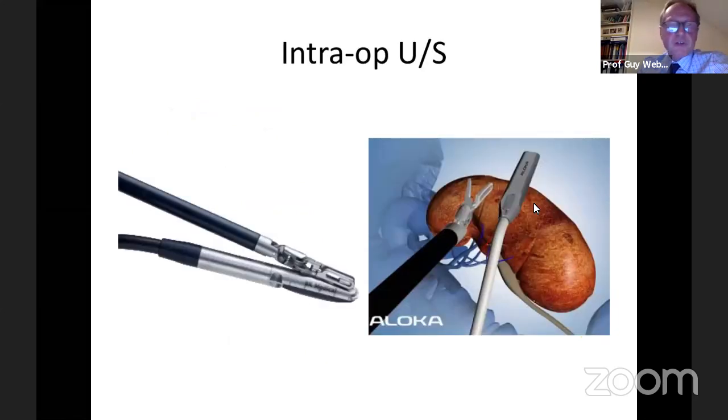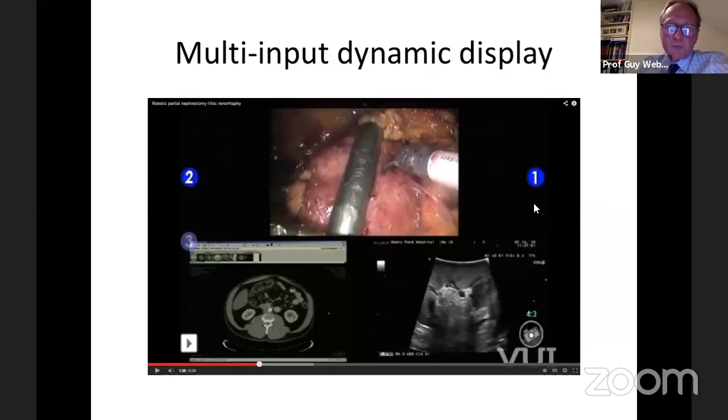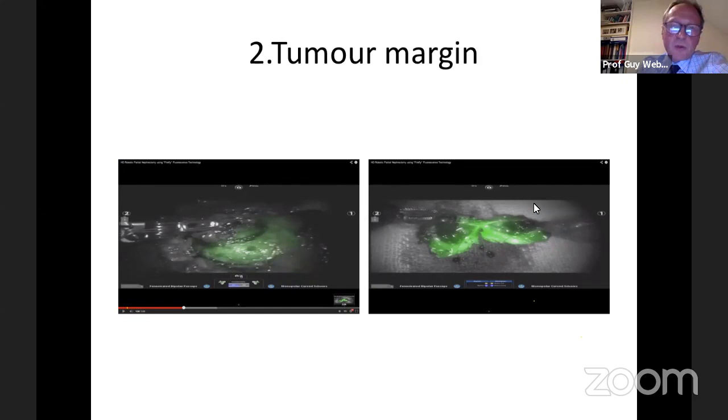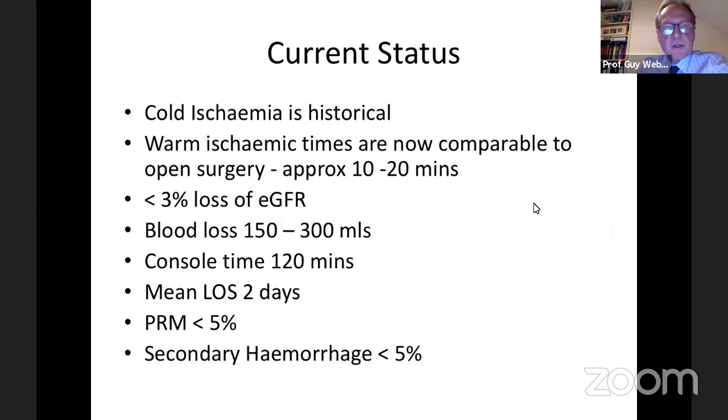This is a picture of the intraoperative ultrasound. You can visualize it at the console whilst you're operating. And this is the indocyanine green for the immunofluorescence. On the left, you can see the segmental renal arteries, which are highlighted nicely with the dye, so you can potentially ligate these selectively. And it can also help with identification of positive margins rather than inking in the lab.